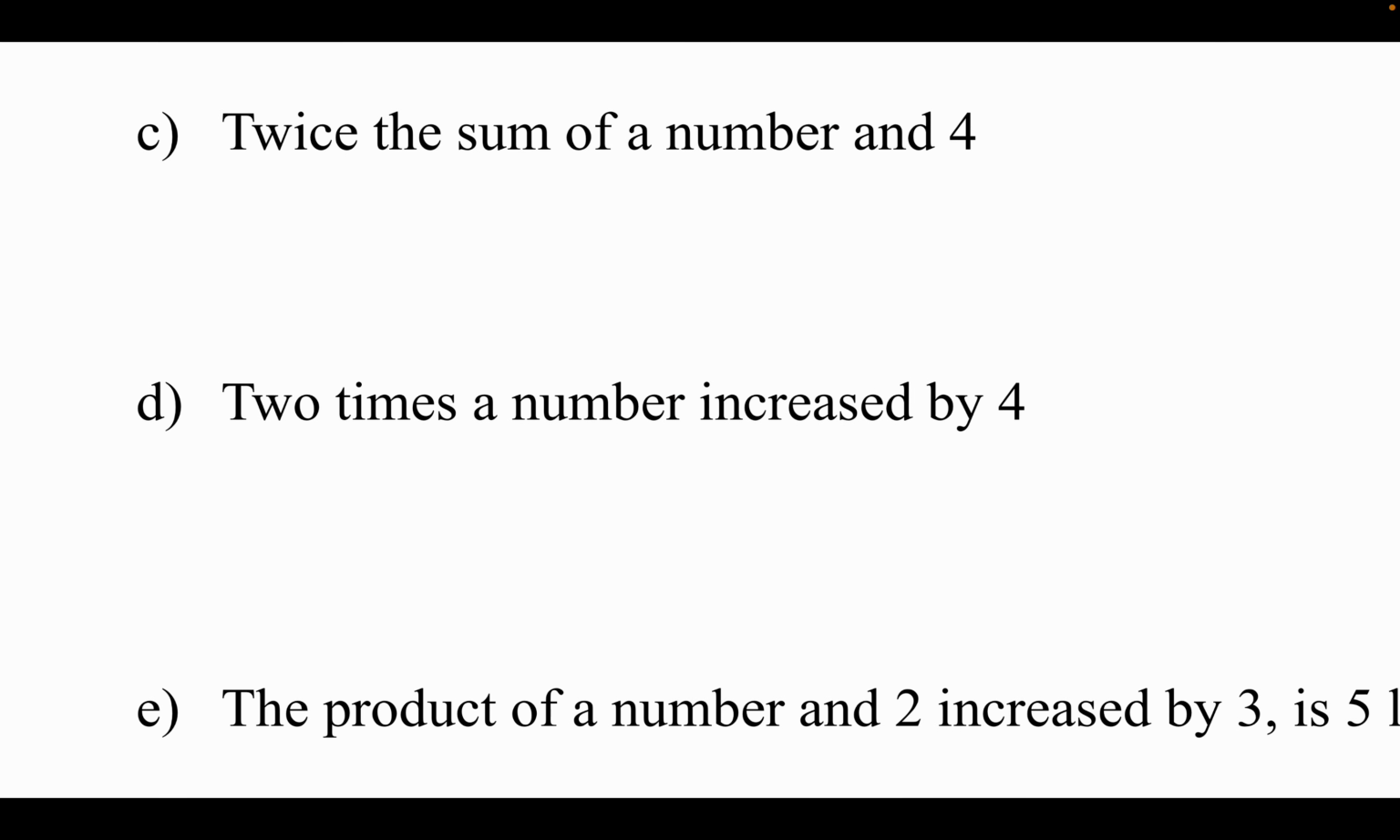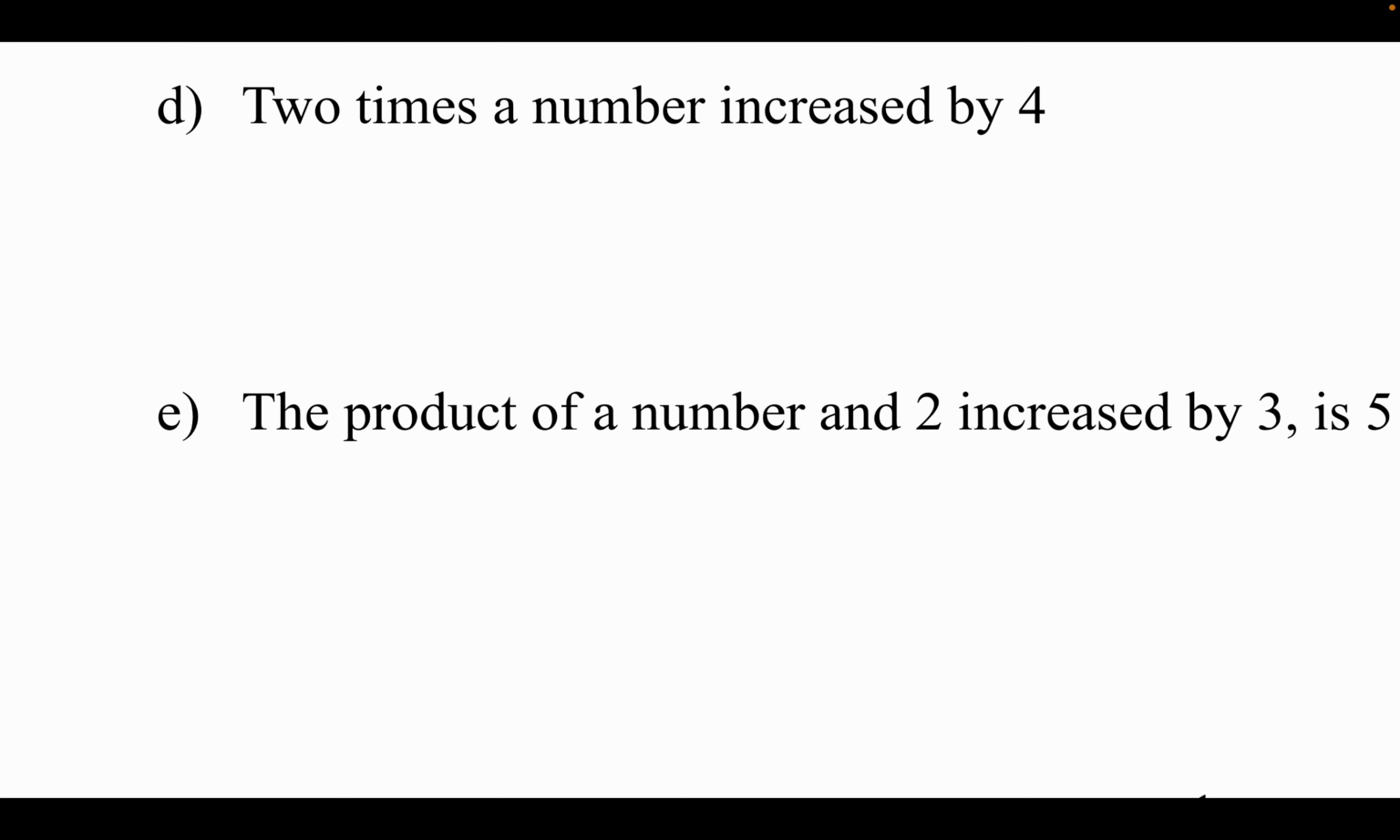The next one is twice the sum of a number and 4. So the sum of a number and 4 goes together. Twice is when you multiply by 2. So we're going to set that up as 2 times the sum of a number and 4. So the sum of a number and 4 would be x plus 4. So again, twice is your 2. The sum of a number and 4 is x plus 4.